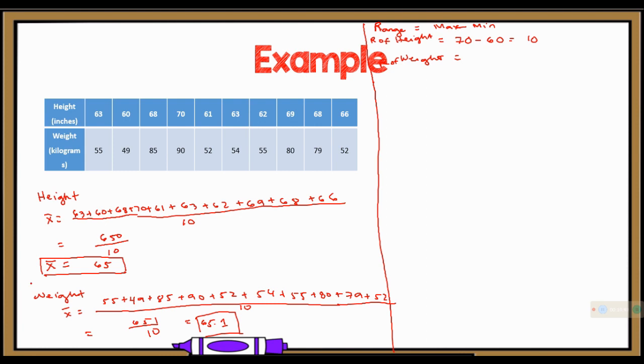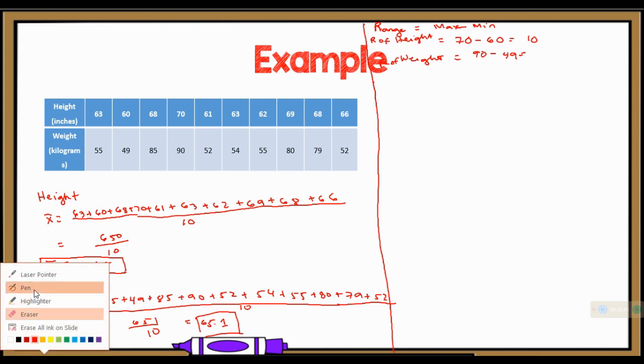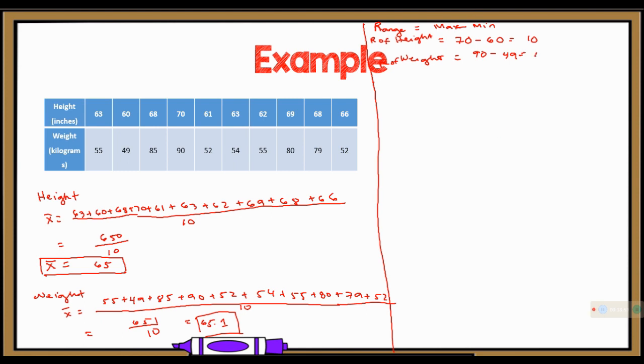Gulat na gulat. Let's find the maximum weight in our set of observations. So the maximum weight is, alright, that is 90. Minus, what is the minimum weight? The minimum weight will be 49. Now, what is the difference between 90 and 49? Okay, so the difference between 90 and 49 is, of course, 41.